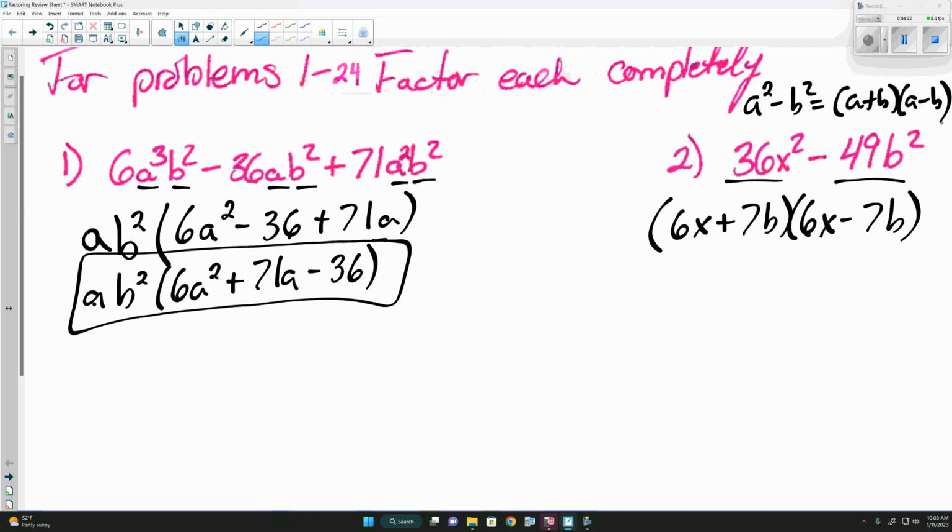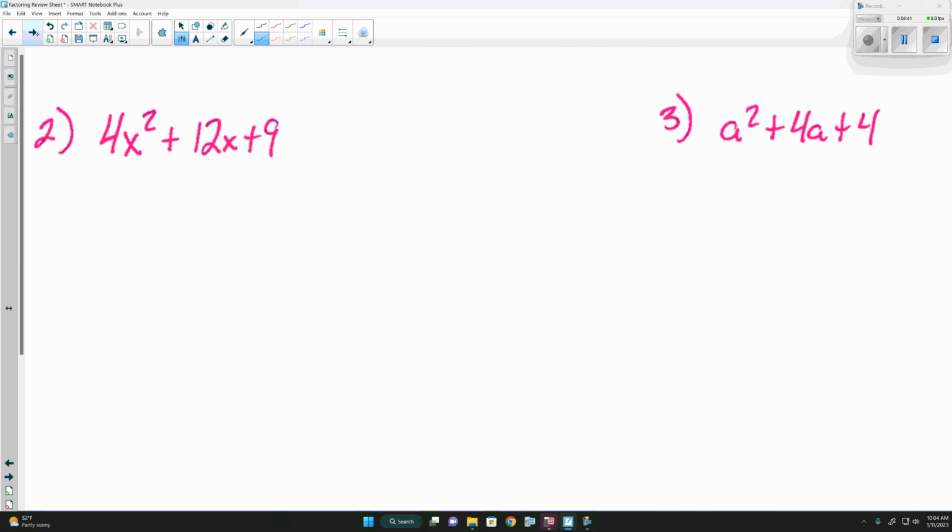So if there's only 2 terms, we're either looking at a difference of perfect squares or a difference of perfect cubes. It's one of those there. Questions on 1 and 2? You ready to look at the next one? Questions on 2 or 3?